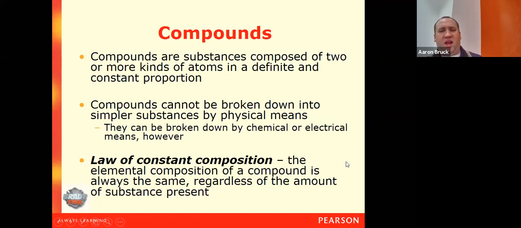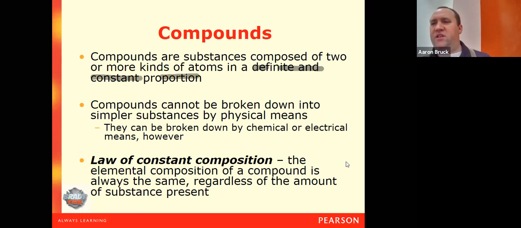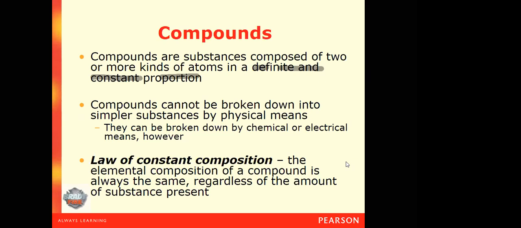Compounds. Compounds, again, are 2 or more kinds of atoms in a fixed ratio. The technical term is a definite and constant proportion. Again, exactly what we've been talking about, a fixed ratio of one element to another. From a physical standpoint, we cannot break down a compound. I cannot simply boil water and get the hydrogen and the oxygen out of it. All that's going to happen is the water is going to go from a liquid to a gas.